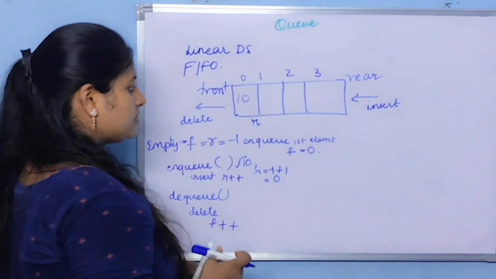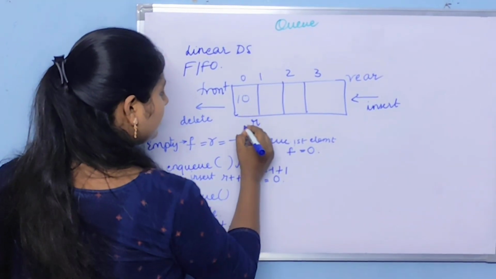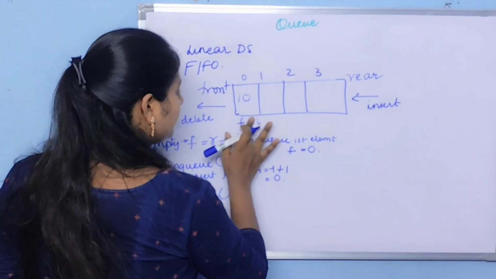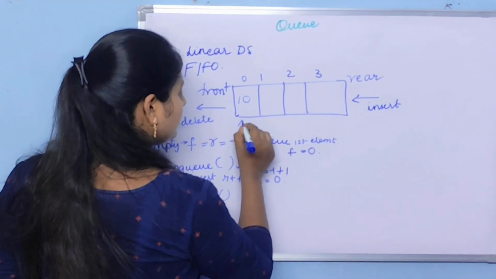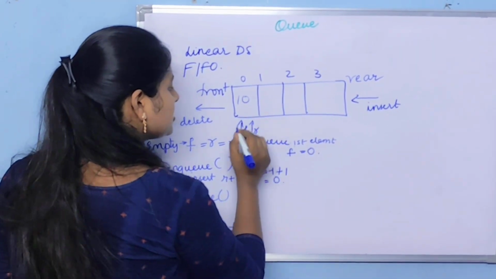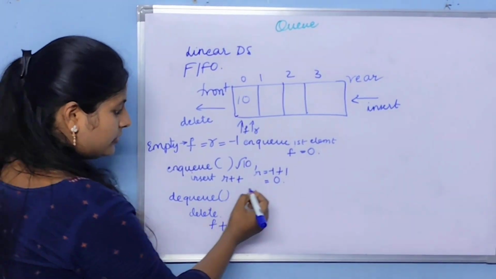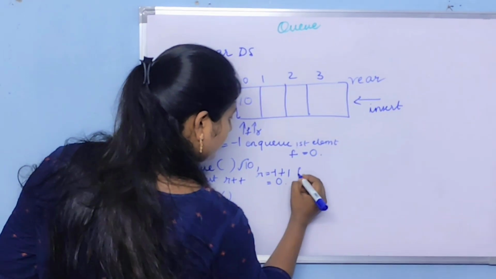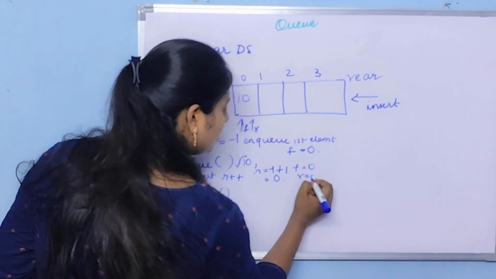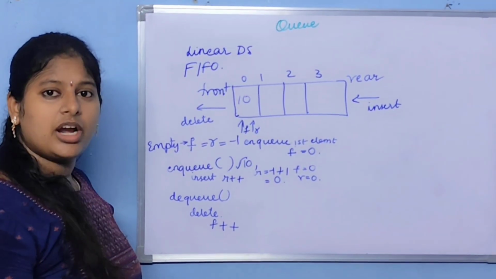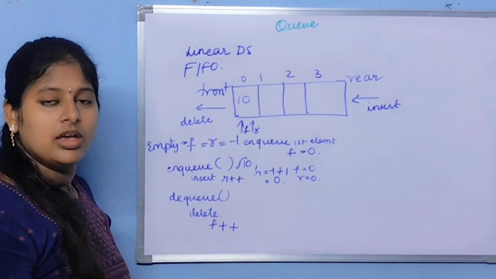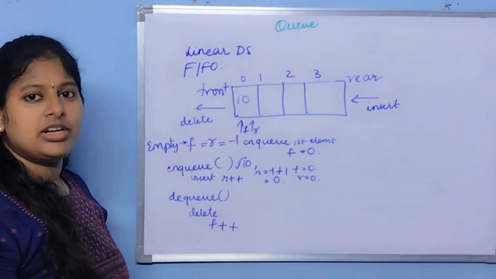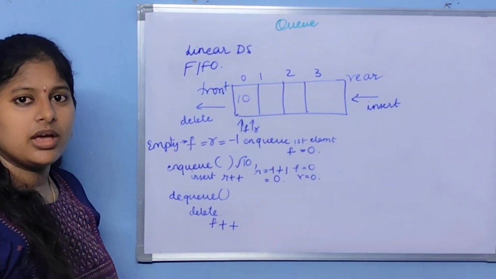Right? Now what is my front here? Front and rear are pointing to this, this is my front, this is my rear. So when I added this, front equals 0, rear equals 0. From next time when you try to enqueue elements, you can directly increment rear. You need not touch the front, okay.